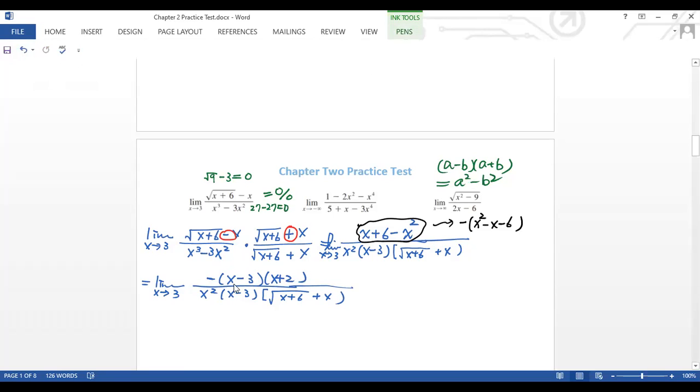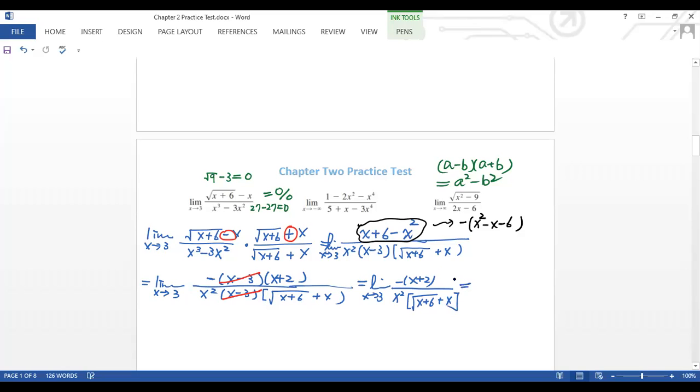Now you see, oh, that's very good, right? So x minus 3, x minus 3, I can cancel out. That's cool. And so finally, this one will be the limit as x approaches 3. So this is negative x plus 2, and this is x squared times the square root of x plus 6 plus x here.